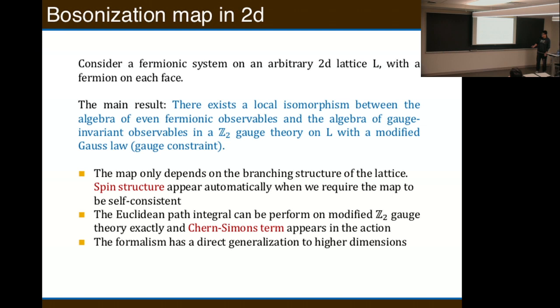But you said the bosonization map in 2D? Yes. On a 2D spatial lattice, we do a path integral and it becomes a 3D space-time manifold, and we can define the Chern-Simons term on this space-time manifold. This will be clear later. I will explain how we get there.